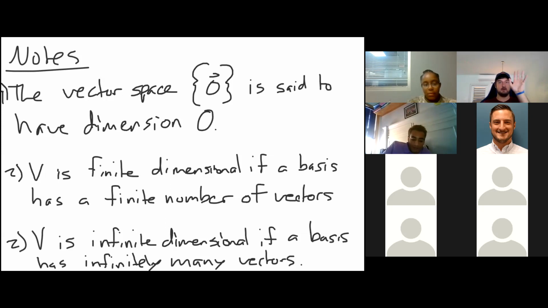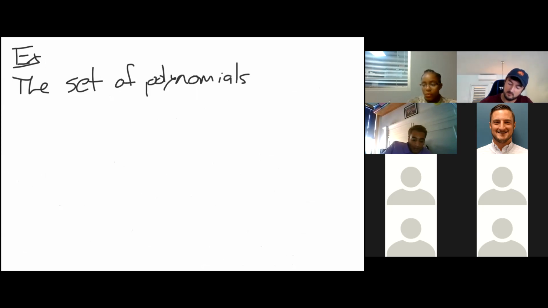So just an example of some examples setting these up. One of the spaces that we have seen in our homeworks, a set of polynomials of degree n or less.